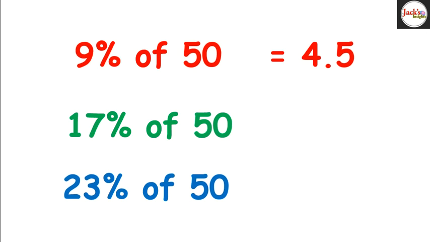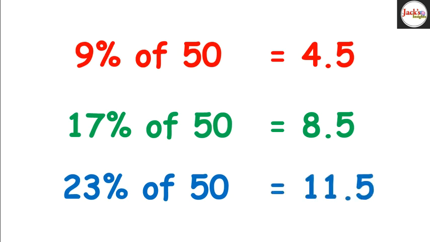How about 17% of 50? What is 50% of 17? Half of 17 is 8.5. Okay, 23% of 50. What is half of 23? That is 11.5. Therefore, 23% of 50 is 11.5. Okay, so that is how to compute any percentages of 50.